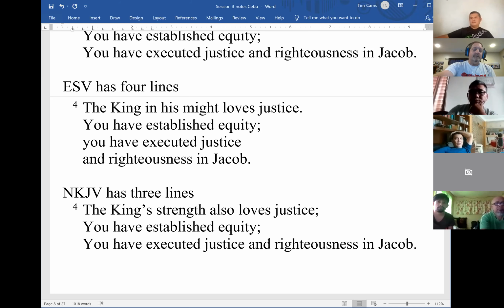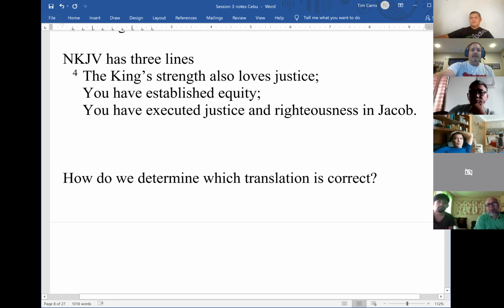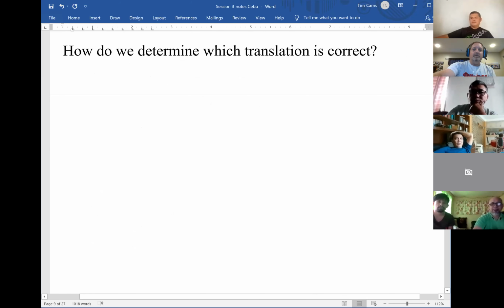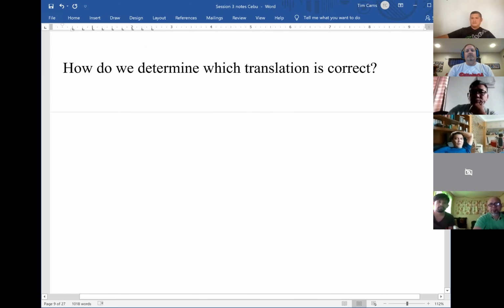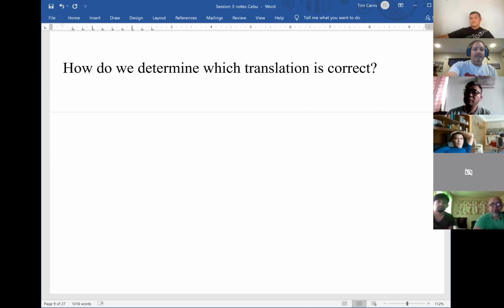And they do that if they're paying attention. How do we determine which translation is correct? Is it 3 lines or is it 4? Well, to do that, we're going to need to examine the accents that are in the Hebrew manuscript. So let me show you what I mean by that.